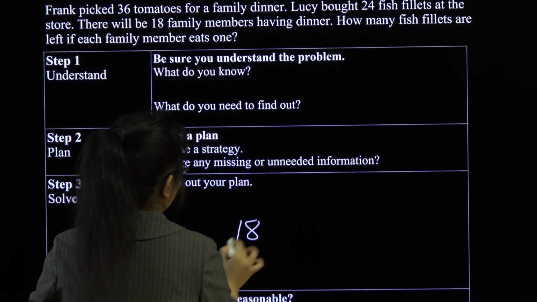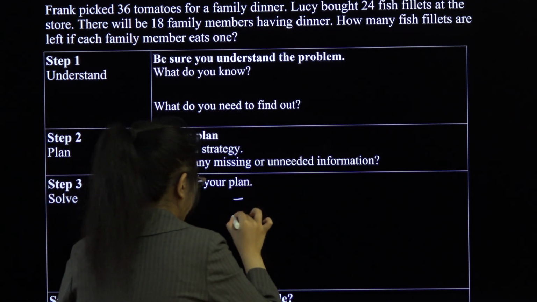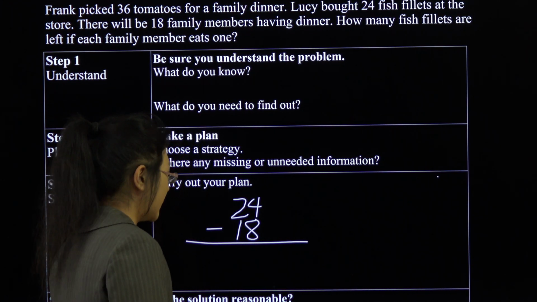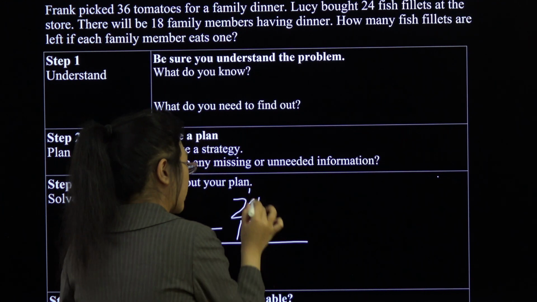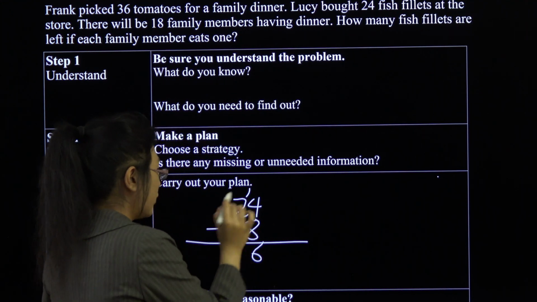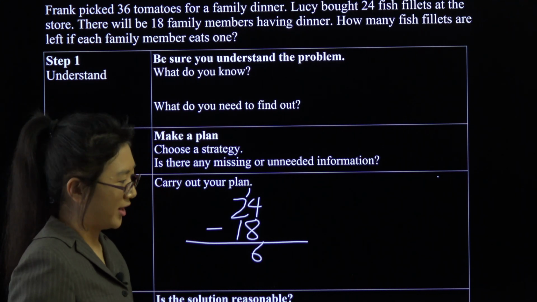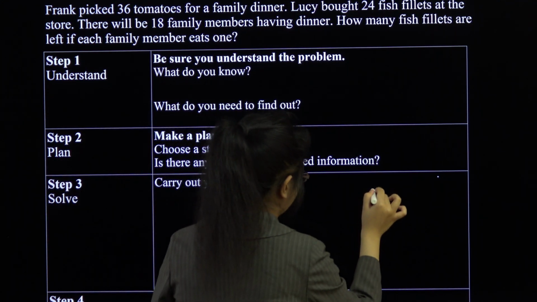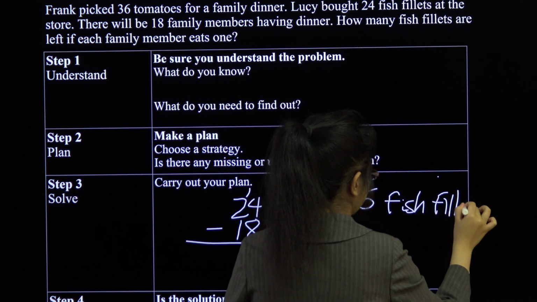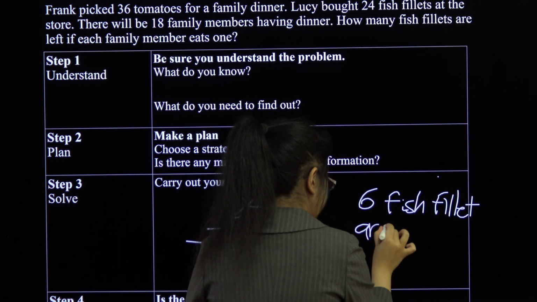So there's 18 family members. And if everybody eats one, then that's 18 fish fillets. There's a total of 24 fish fillets. And 24 minus 18 is the amount of fish fillets left, which is 4 minus 8 doesn't work, so you regroup, and then you get 14 minus 8, which is 6. 2 had 1 regrouped out of it, so 2 minus 1 is 1. 1 minus 1 is 0, so you don't really need to write it down. You get 6 fish fillets are left.